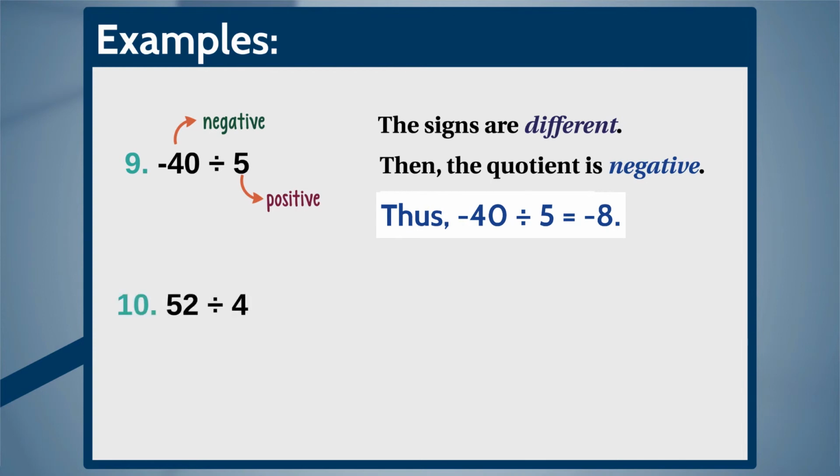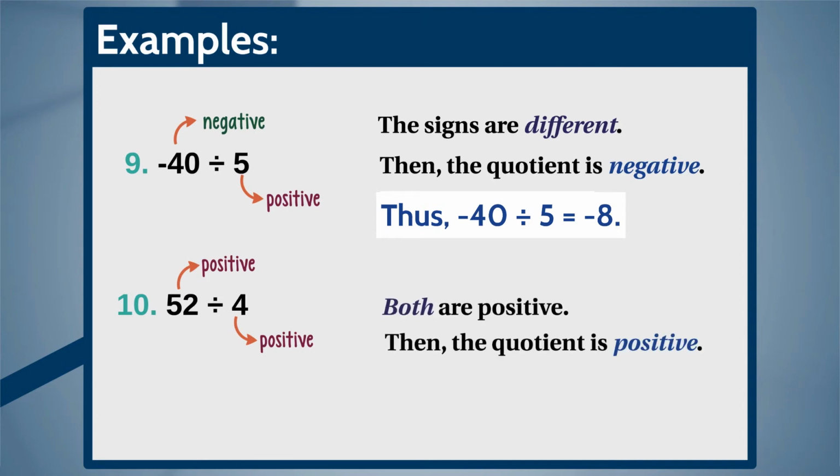For number 10, find 52 divided by 4. Start by identifying the signs yet again. 52 is positive and 4 is also positive. Both are positive, so the quotient will be positive. Thus, 52 divided by 4 equals 13.